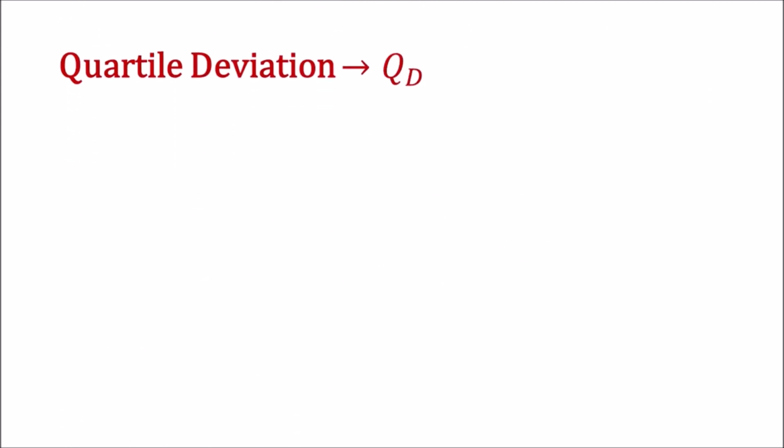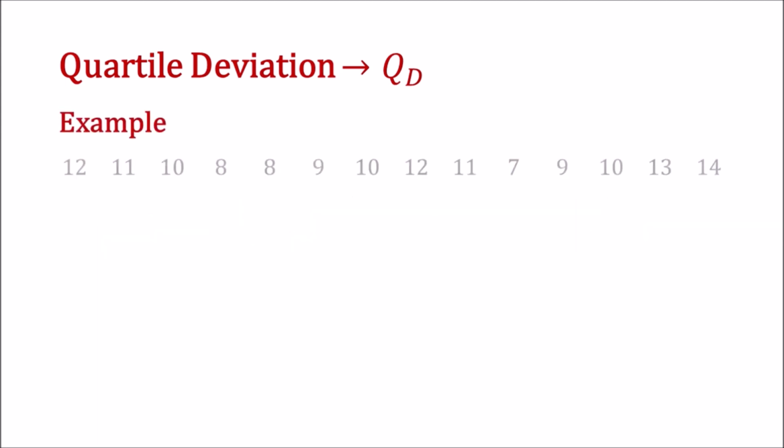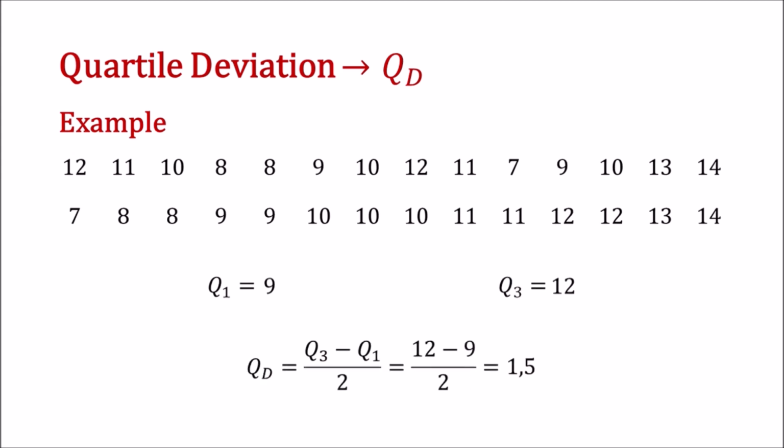Quartile deviation. Quartile deviation is 1/2 of the difference obtained by subtracting the first quartile from the third quartile of the data. Example. Given data like this. We arrange the data from the lowest. The first quartile is 9, and the third quartile is 12. So the quartile deviation is as follows.